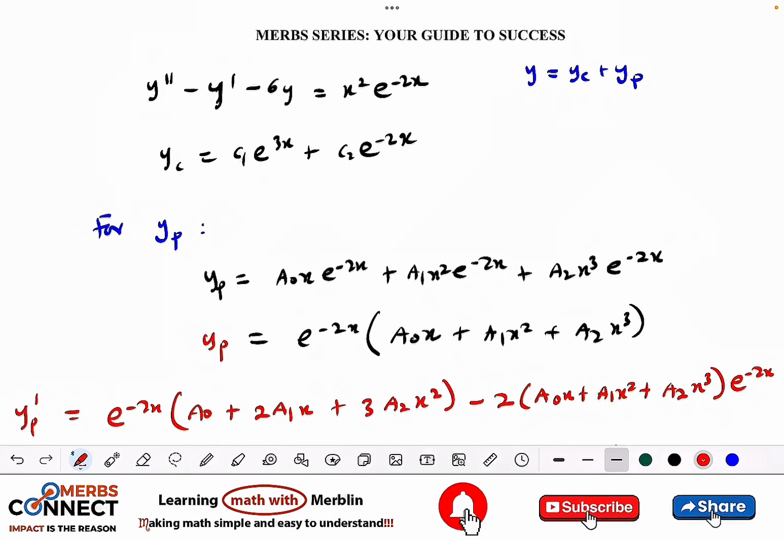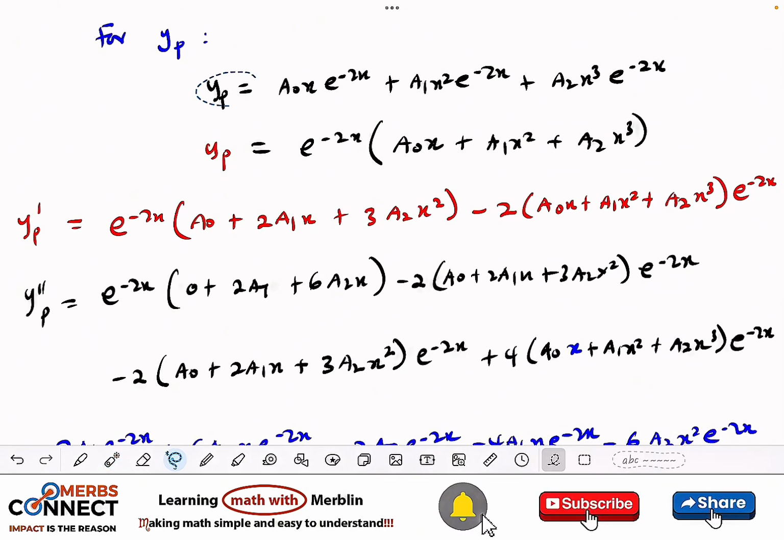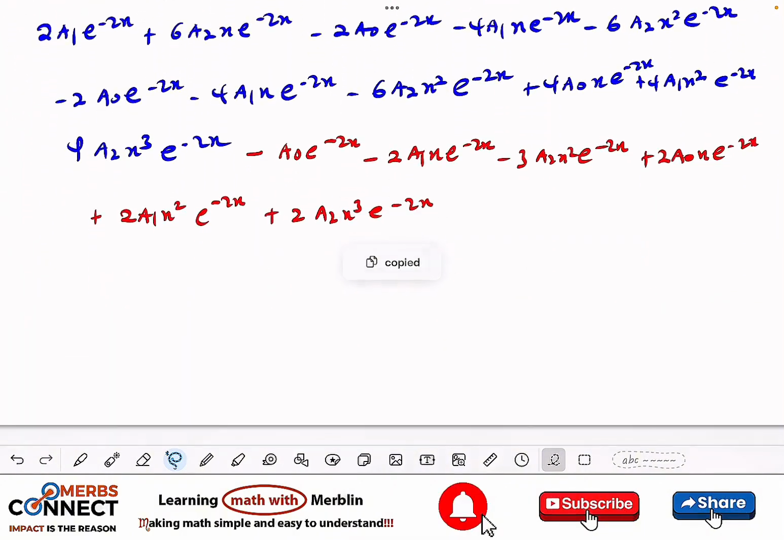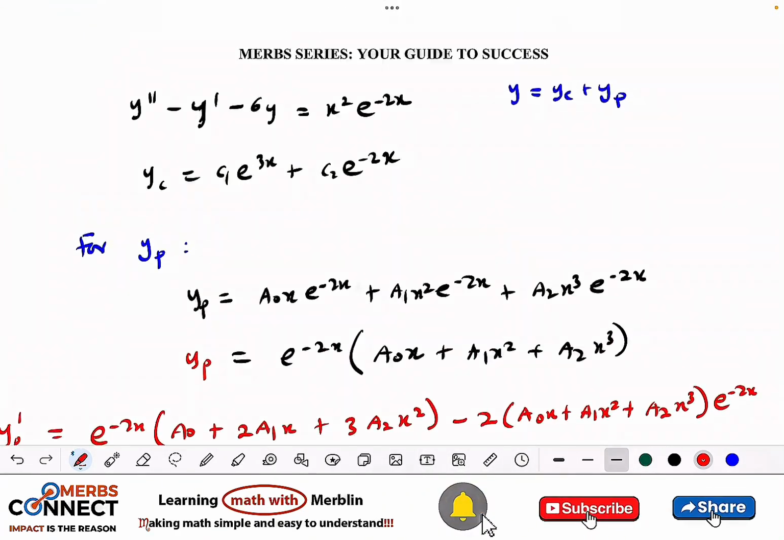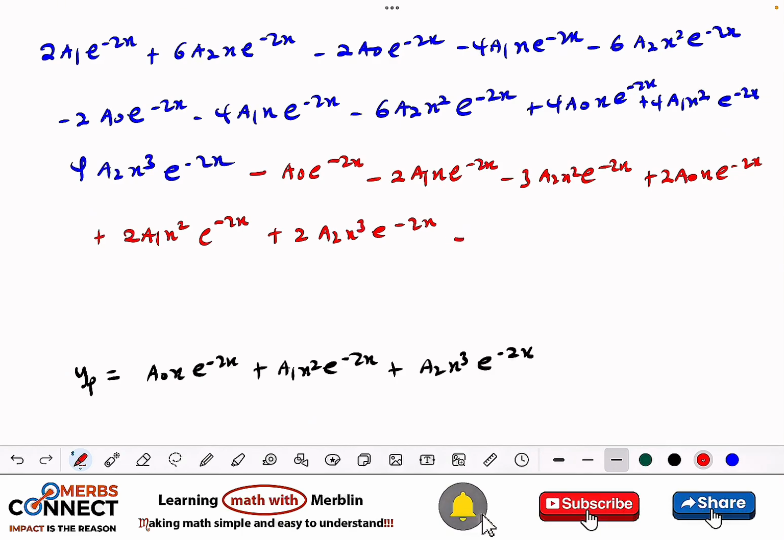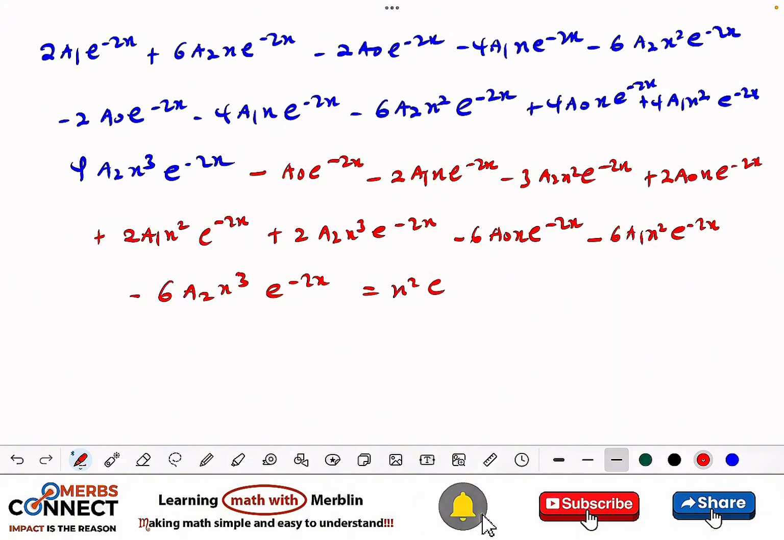Then minus 6y. So this is why I'm going to multiply this one by 6. Let me copy this one down there so that we can look at it and write. Good. So let me paste it here. I want to multiply this one by 6. So it's going to be plus, is it positive? Oh, it's minus. So I want to multiply this through by minus 6. So minus 6 a naught x e to the power minus 2x, minus 6 a1 x squared e to the power minus 2x, and then minus 6 a2 x to the power 3 e to the power minus 2x. And the whole of this should be equal to x squared e to the power minus 2x.